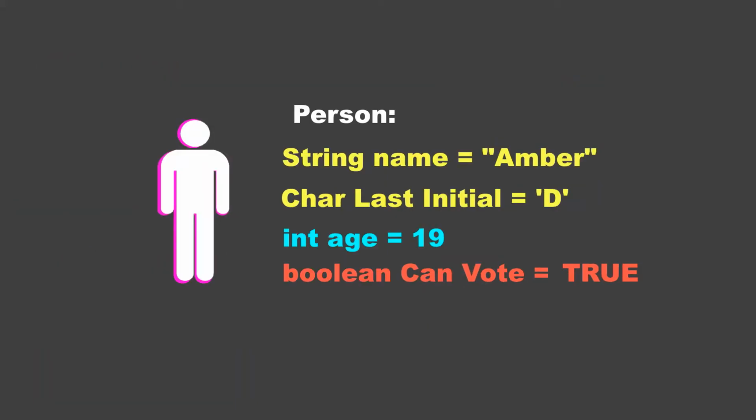So you can create an object which has a grouping of many data types. So for example, I have a person object. The person has a name, a last initial, an age, and a boolean if they can vote. So that's a string, a character, an integer, and a boolean. So right now we got Amber, last initial D, age is 19, and the boolean is true because she can vote since she's over 18.